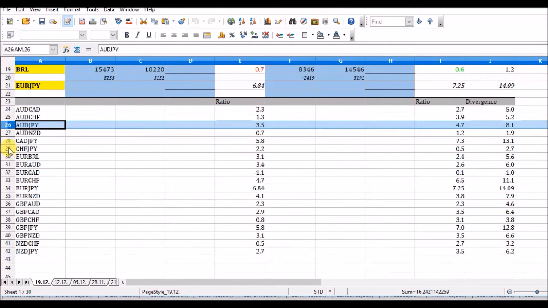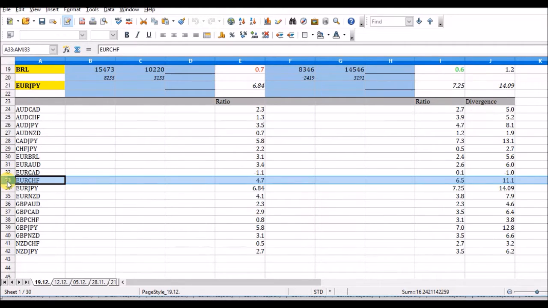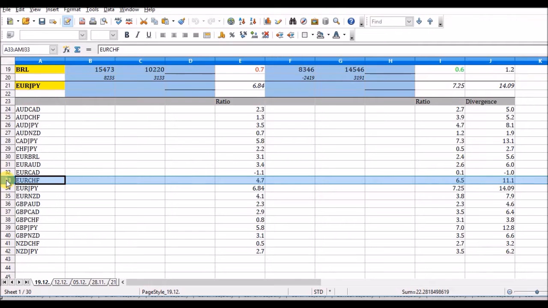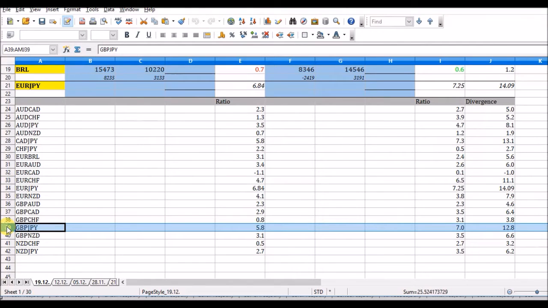Let me just have a look. Down below, the Euro JPY at 14.9, the Euro Swiss franc even at 11.9. Let me just see. The pound Japanese yen.